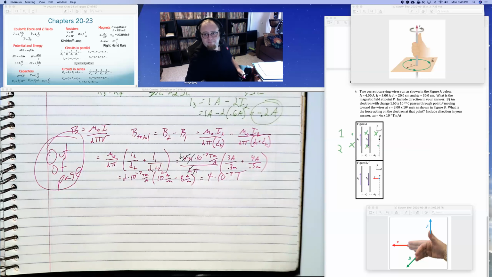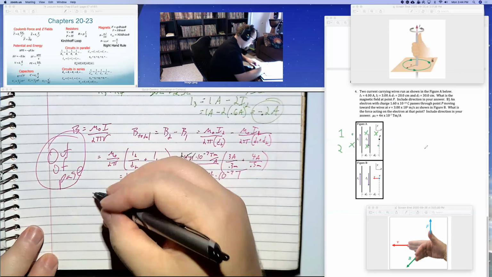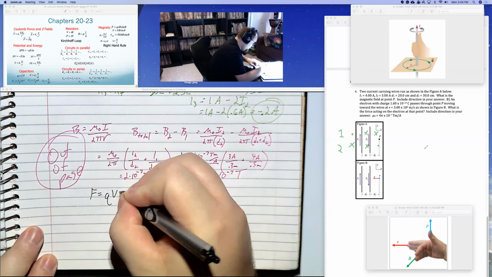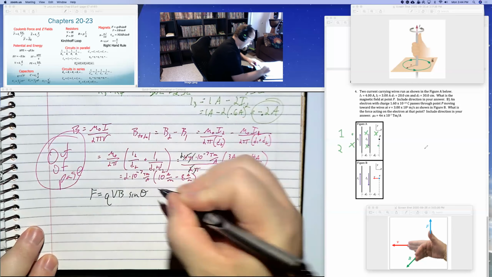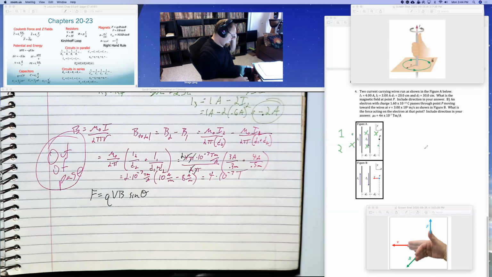Now part B says we put an electron at point P. And the electron, which has this charge, moves at a velocity of 3 times 10 to the 5th to the left. What's the force? Well, the force acting on this thing is going to be QVB sine theta. And so the force, well, it's an electron.